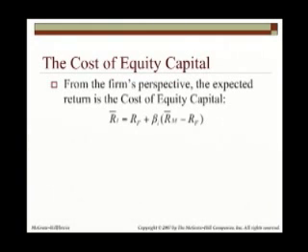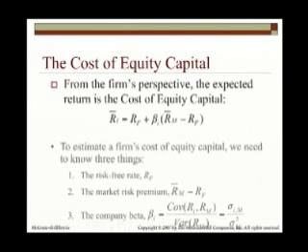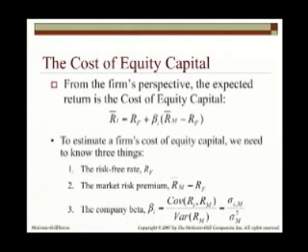From a firm's perspective, the return on the equity is given by the capital asset pricing model, which says the expected return on a security is equal to the risk-free rate plus beta times the market risk premium. And remember that the market risk premium is RM minus RF, and the beta is given by the covariance between the returns on the security and the market divided by the variance of the returns on the market.